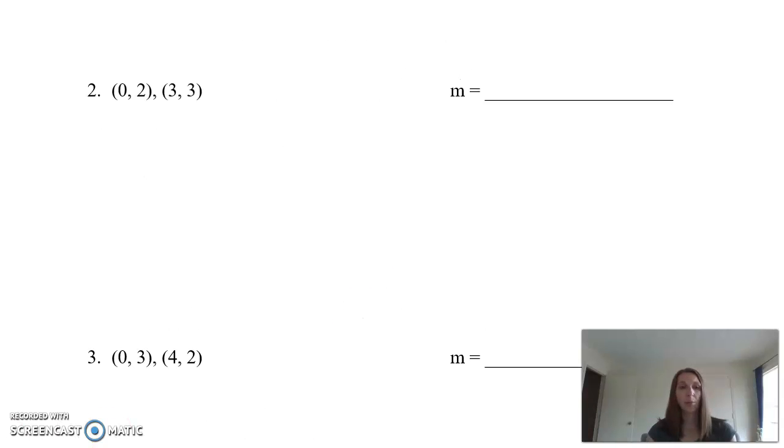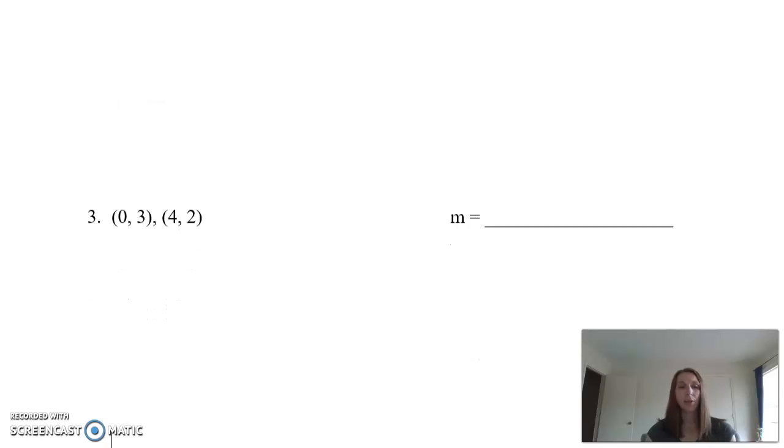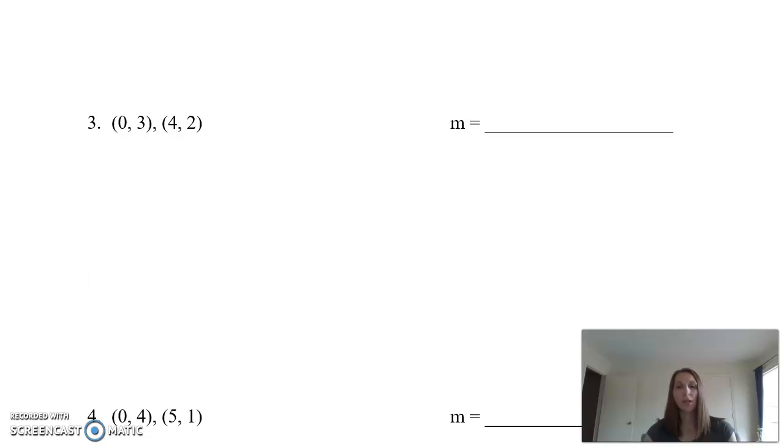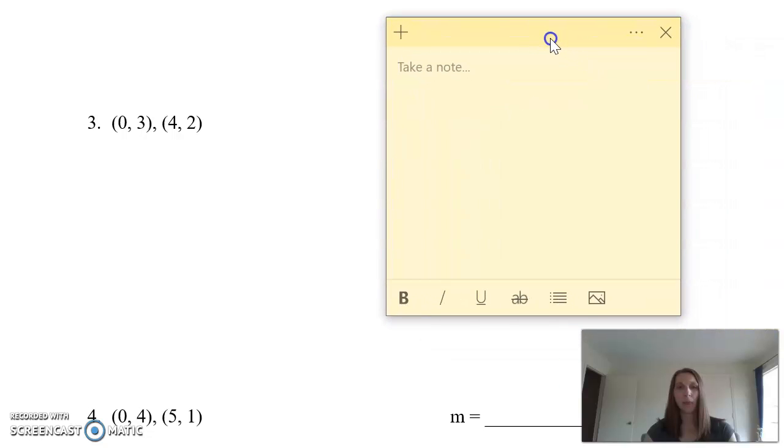Okay, I want you to try number 2, and then we will do number 3 together. So I'm going to pull up number 3, and we will do that one together. Alright, so step 1 is to assign set 1 and set 2. If my coordinates are (0, 3) and (4, 2), I'm going to assign set 1 to 0, 3. Set 2 is 4, 2.